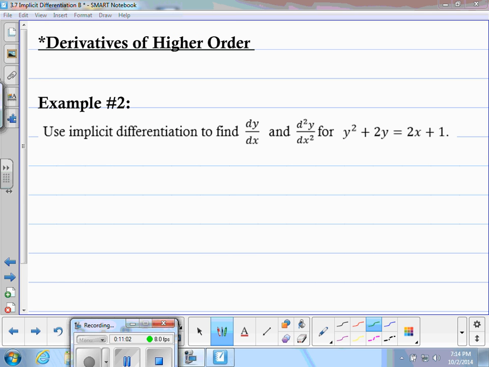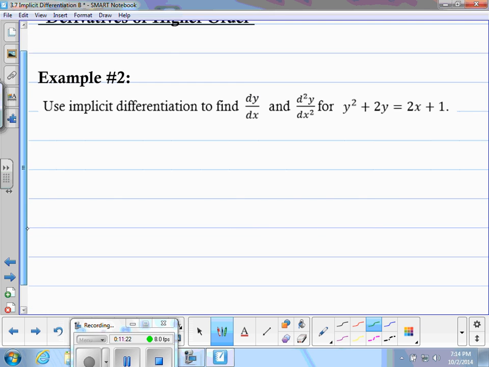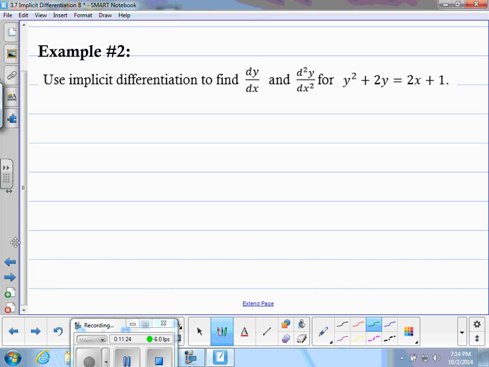All right, so here's the new stuff. Derivatives of higher order. Sometimes you're asked to find the second derivative, and that's what's happening here. Use implicit differentiation to find dy/dx and d²y/dx² for y² + 2y = 2x + 1. Okay, this is a fairly easy equation. It's not like I'm trying to kill you right off the bat. We're going to find the first derivative by deriving implicitly.